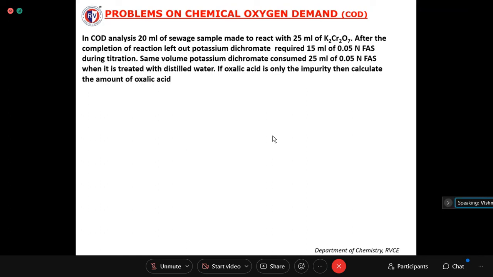You just note down this problem. Try it. If you are not able to solve it, we'll do it in tomorrow's class. But what is the impurity? It is mentioned here: oxalic acid is the only impurity. That is a hint. Molecular mass is 90. Then look at the structure, COOH, and the molecular mass is 90.